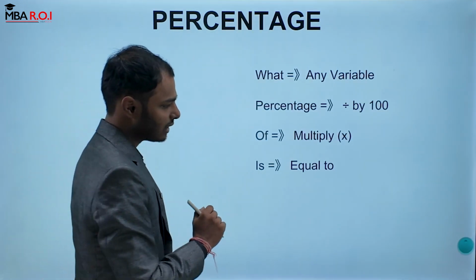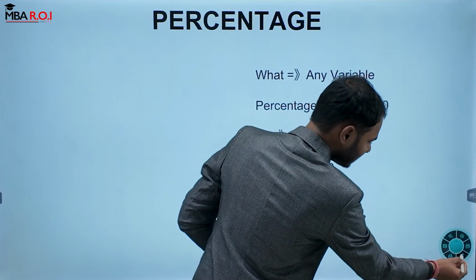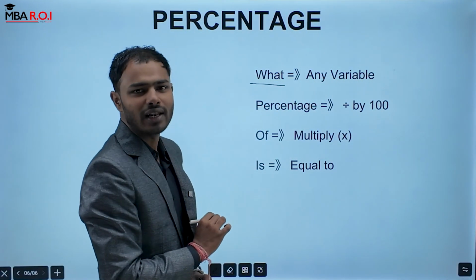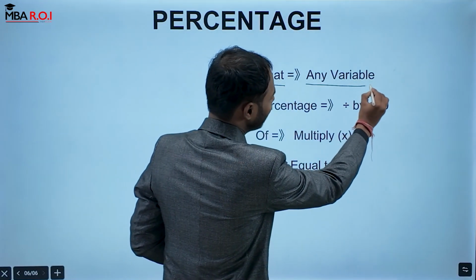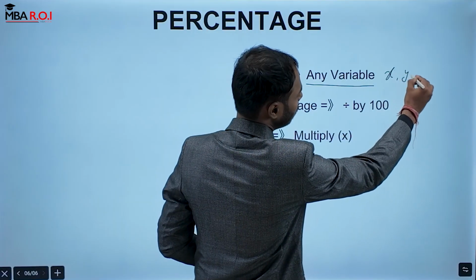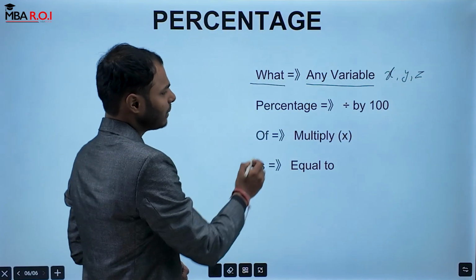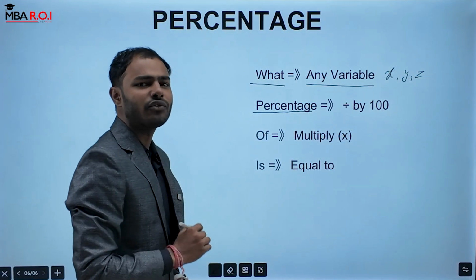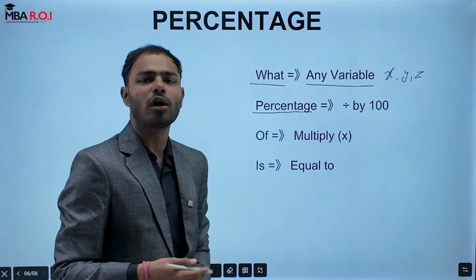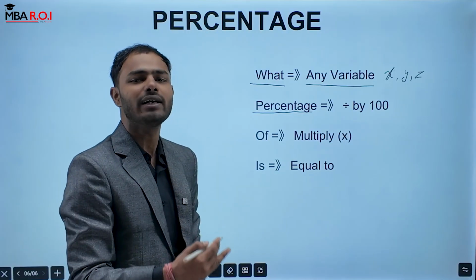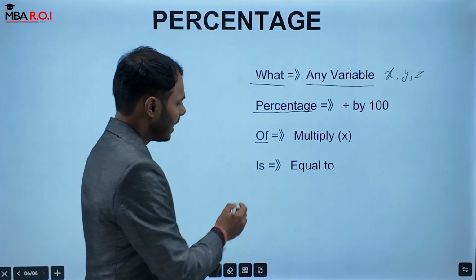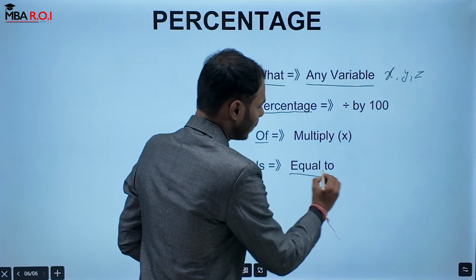These are the keywords. How we can use these keywords is, if you see what in any language, then what means any kind of variable. So you can assign any variable like x or y or z. Similarly, percentage stands for division by 100. So whenever you see the percentage sign, it always means that you have to divide it by 100. Of stands for multiplication and is stands for equal to.